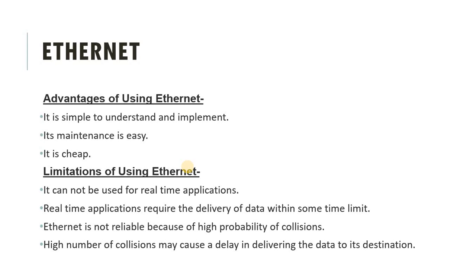Now next are the advantages and disadvantages of using Ethernet. The advantages are that it is simple, easy to implement, maintenance is easy, and it is cheap. And the limitation is that it cannot be used for real-time applications. Real-time applications require delivery of data within some time limit. Ethernet is not reliable, with a high probability of collisions. A high number of collisions may cause a delay in delivering the data to its destination. There are some advanced concepts also implemented, but Ethernet is also used nowadays.